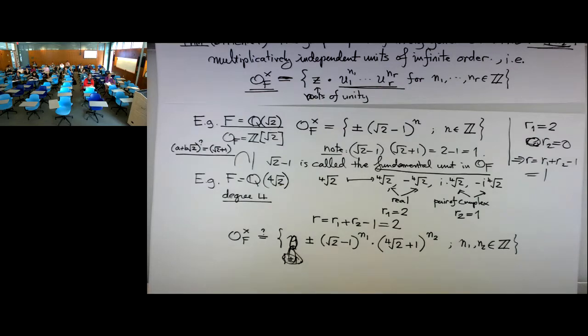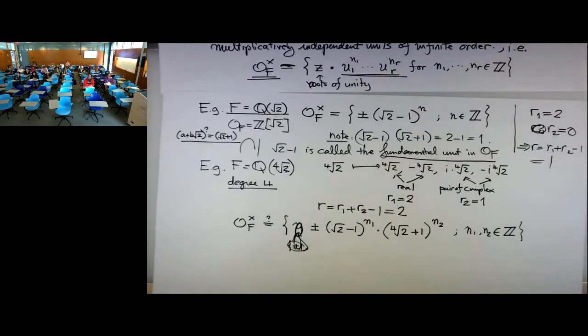And for this real quadratic case, there's a good algorithm to compute the fundamental unit. I won't attempt it now, but you can use continued fractions to calculate the fundamental units in this case. But not now.